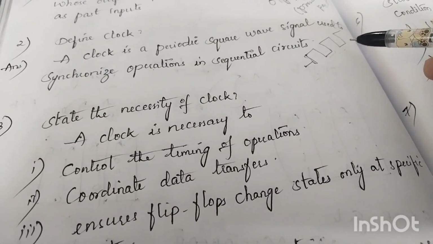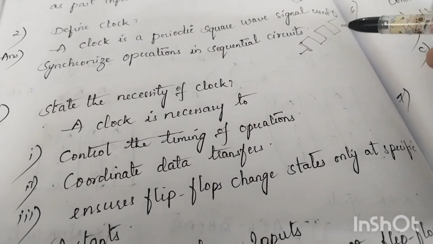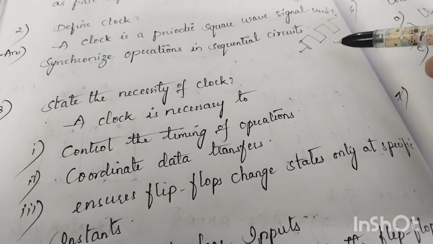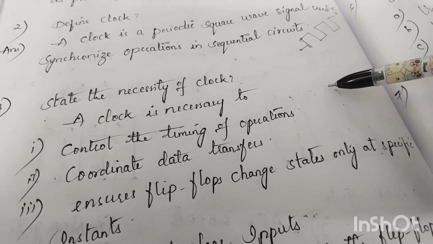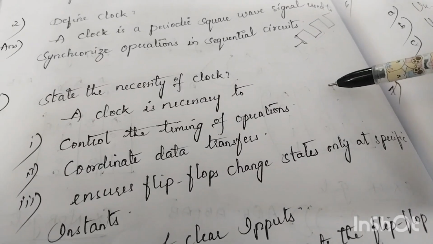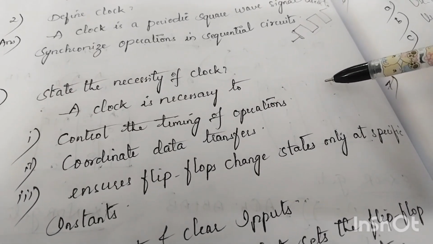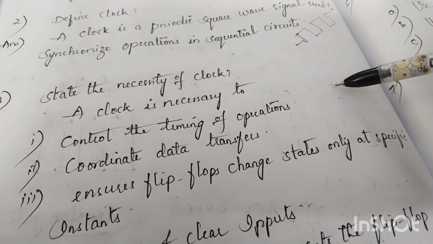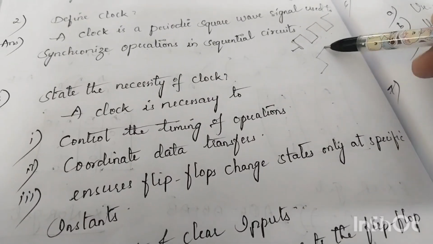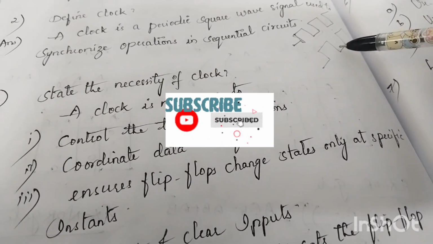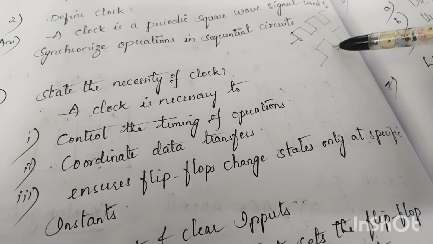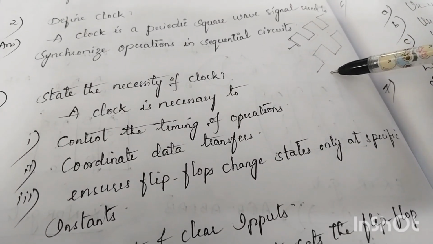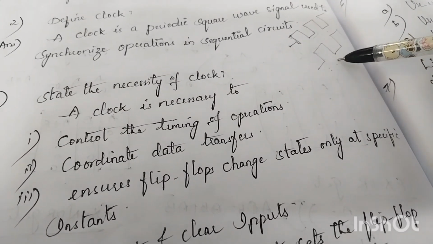Next question we have, state the necessity of clock signal. Why do we use clock in sequential circuits? The answer is, it is necessary to control the timing of operations, to coordinate the data transfers, and to ensure flip-flops change states only at specific instants. The next question also arises from this: what are the types of triggering we have? There are 2 types of triggering, edge triggering and level triggering.